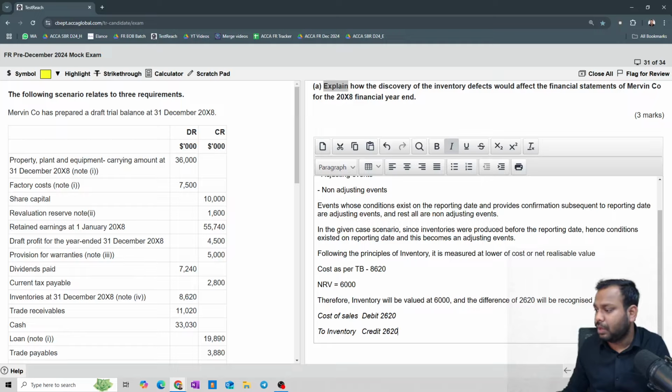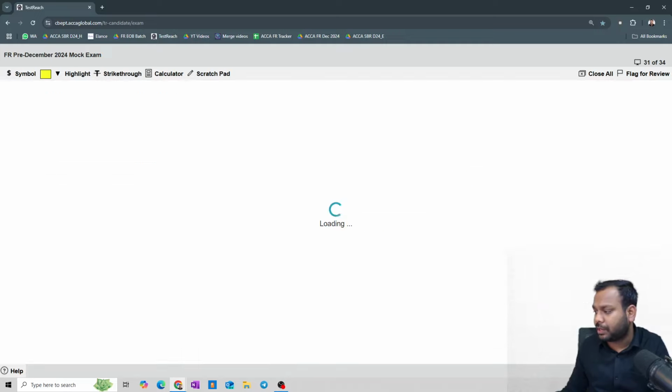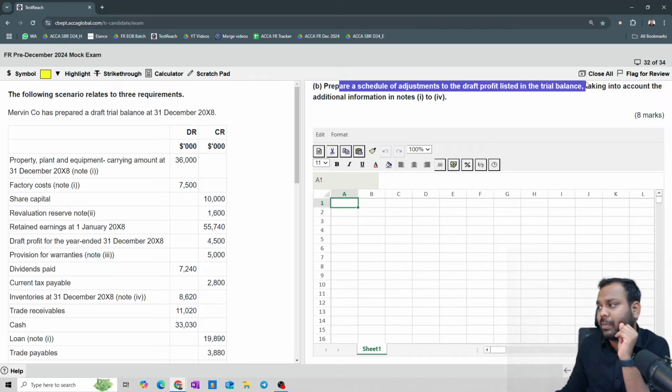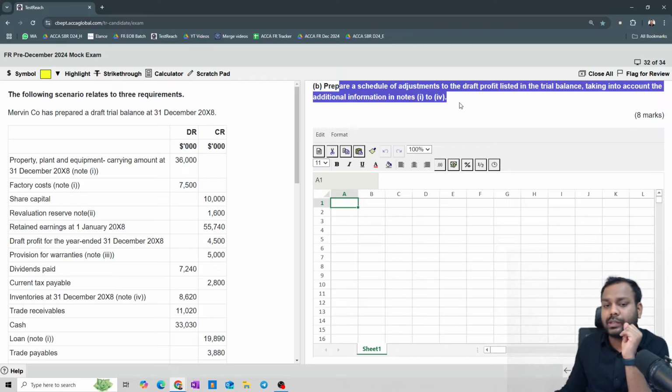Now moving on to the next part. Yes. Prepare a schedule of adjustments to the draft profit listed in the trial balance, taking into account the additional information in the notes 1 to 4.